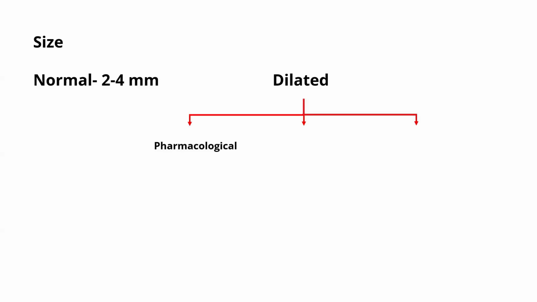One is pharmacological, where we've used some pharmacological dilating agents to dilate the pupil. It can be a third nerve palsy, where the nerve supplying the sphincter pupillae is damaged, and then you will see the pupil being dilated. Or traumatic, where you'll see sphincter tears, and you will see that there is mydriasis, or the pupil is dilated.